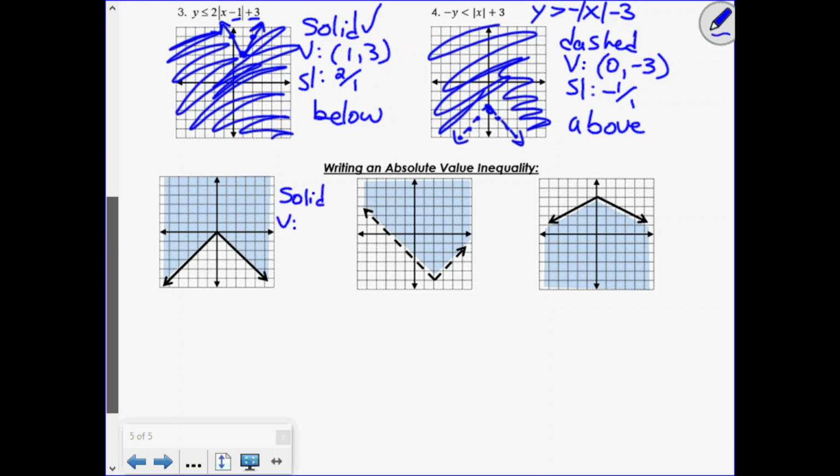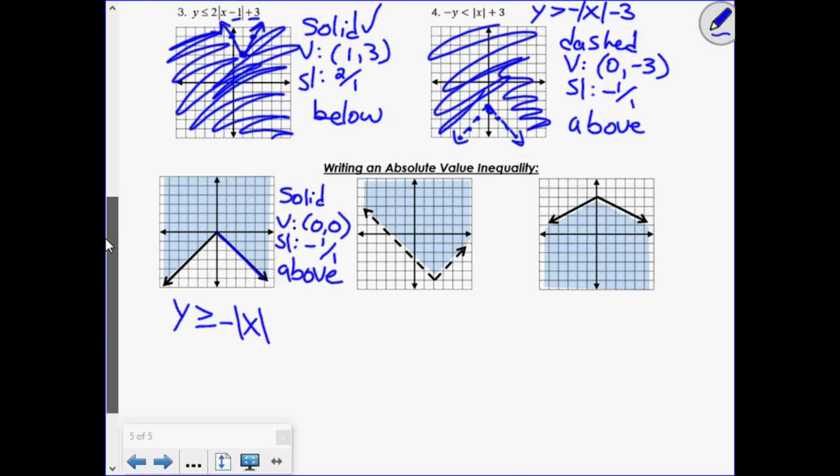What's my vertex? 0, 0, that's going to be interesting. What's my slope? Again, always look at the right-hand side, so negative 1 over 1. And then am I shading above or below? Above. Okay. So with the first and the last pieces of information, the solid and the above, which inequality am I going to have? Greater than or equal to? Because it's shading above, we know it's a greater than. And because we have that solid piece, we know it's going to be greater than or equal to. So the inequality. Alright, now my slope is negative 1.